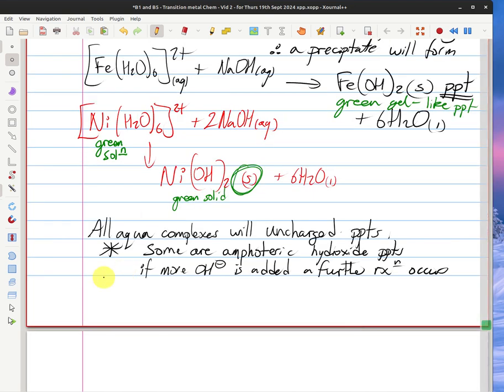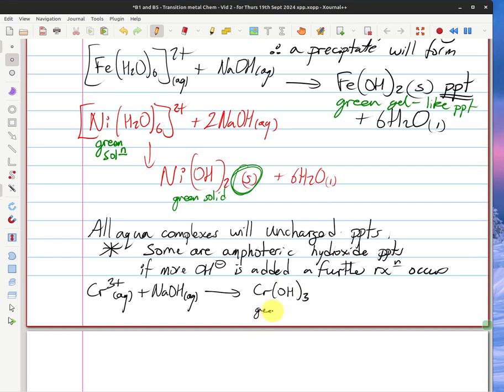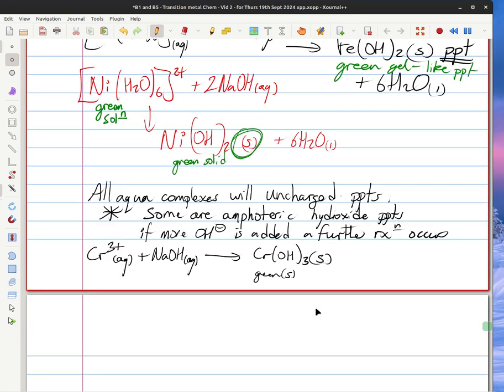So chromium is an example of this. For example, if you got chromium 3 plus aqua, I'm just going to use the short form at the moment. We can add some NaOH, it's actually a reactant, aqueous. I'm not going to bother about the balanced chemical equations at the moment. I don't care how many NaOHs is needed, but we can make this. I think this is also a green solid. I know it's a solid because it's not charged anymore, and my solubility rules tell me.